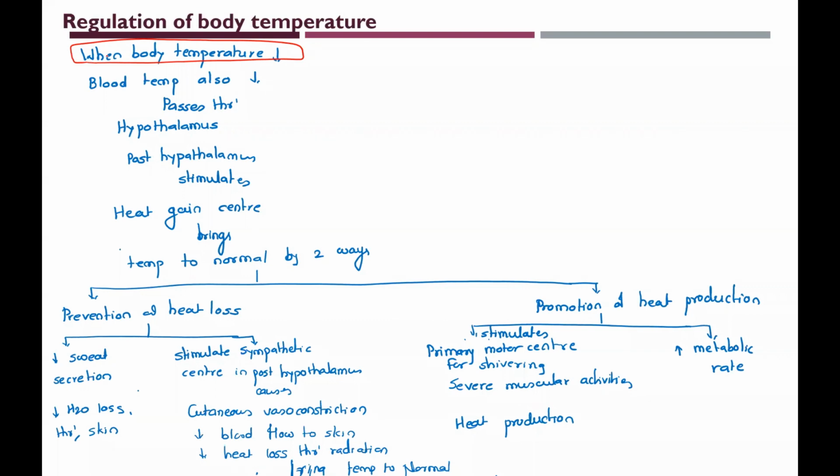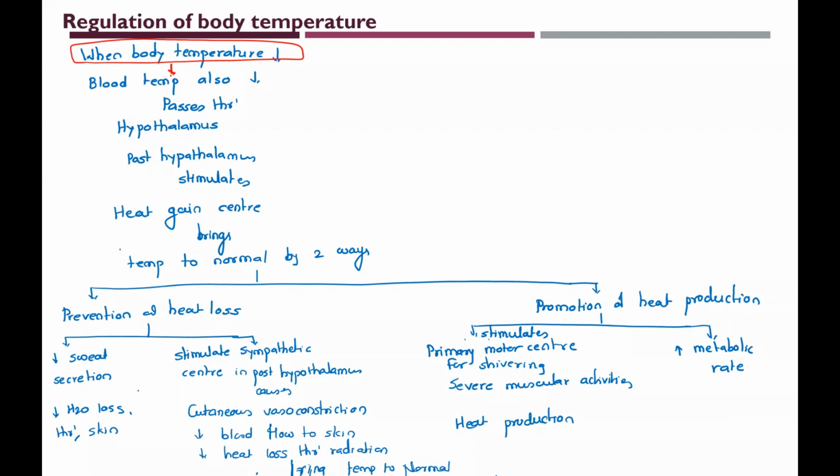So that's why we say a range is normal. And the hypothalamus will try to maintain around that set point. It is not like it will maintain exactly 37 degrees centigrade. Okay. So it is around that. When this physiological variation takes place, the hypothalamus works to maintain the normal thermoregulatory set point. So when there is a physiological decrease in the body temperature, blood temperature also decreases.